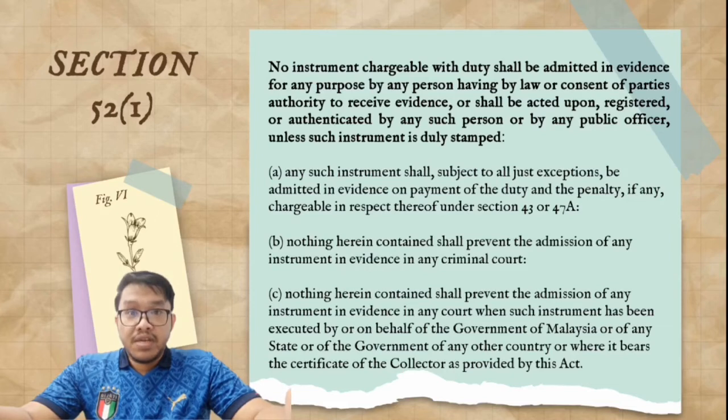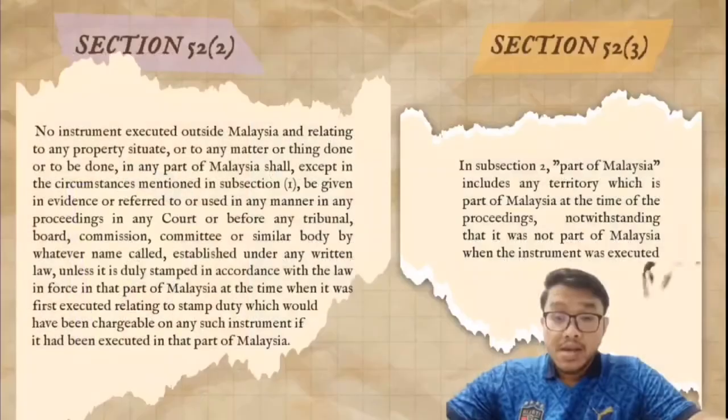Section 52 subsection 1(b) also mentions that nothing herein contained shall prevent the admission of any instrument in evidence in any criminal court. And (c), nothing herein contained shall prevent the admission of any instrument in evidence in any court when such instrument has been executed by or on behalf of the government of Malaysia, of any state, or government of any other country, or where it bears the certificate of the collector as provided by this Act.